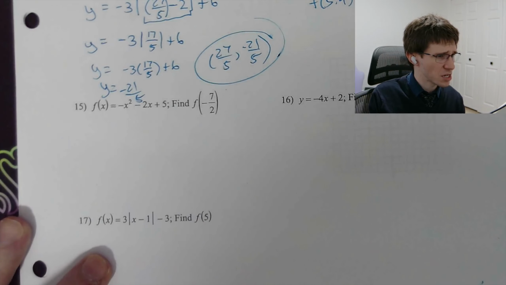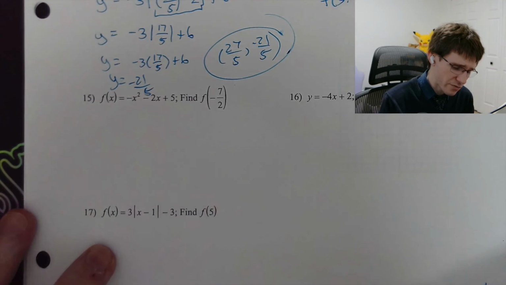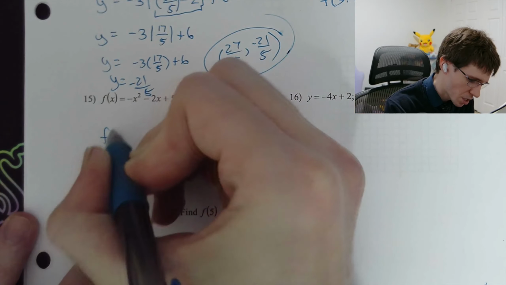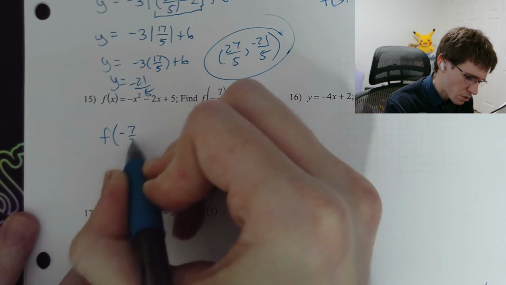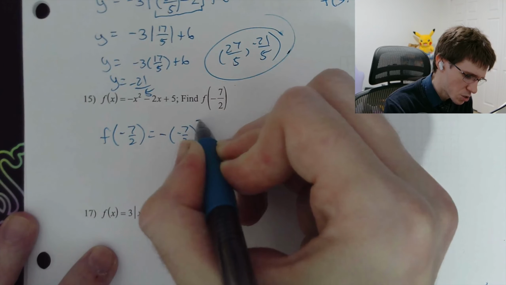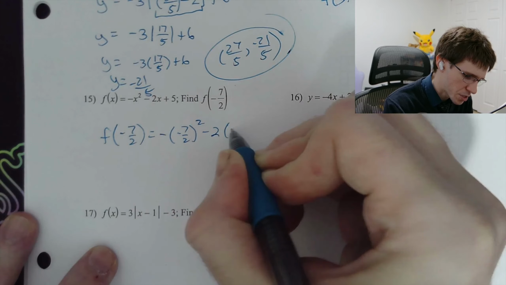On question number 15 here, we have negative x squared minus 2x plus 5, and we're plugging in negative 7 over 2. Be careful with all those fractions all over the place. Here we go. f of negative 7 over 2 equals negative parentheses, negative 7 over 2 squared, minus 2 parentheses, negative 7 over 2.